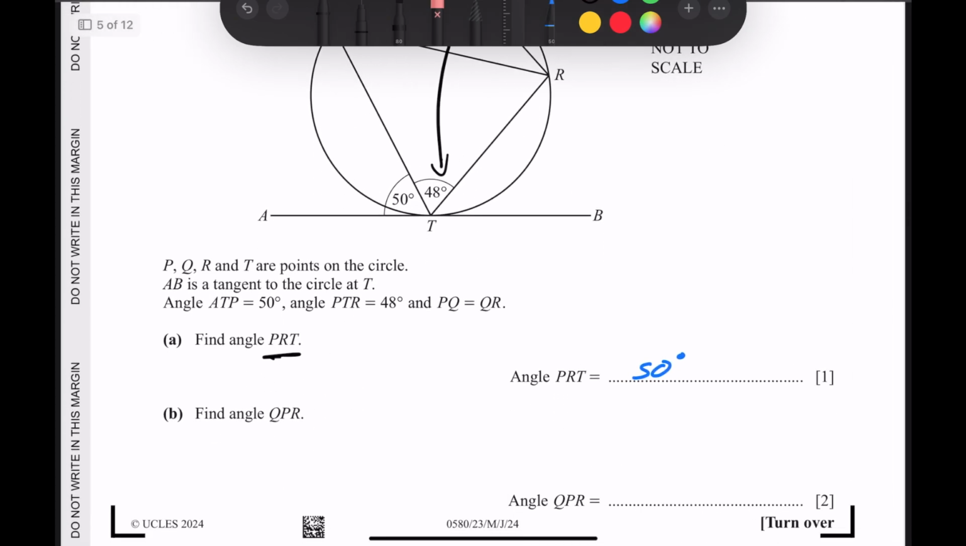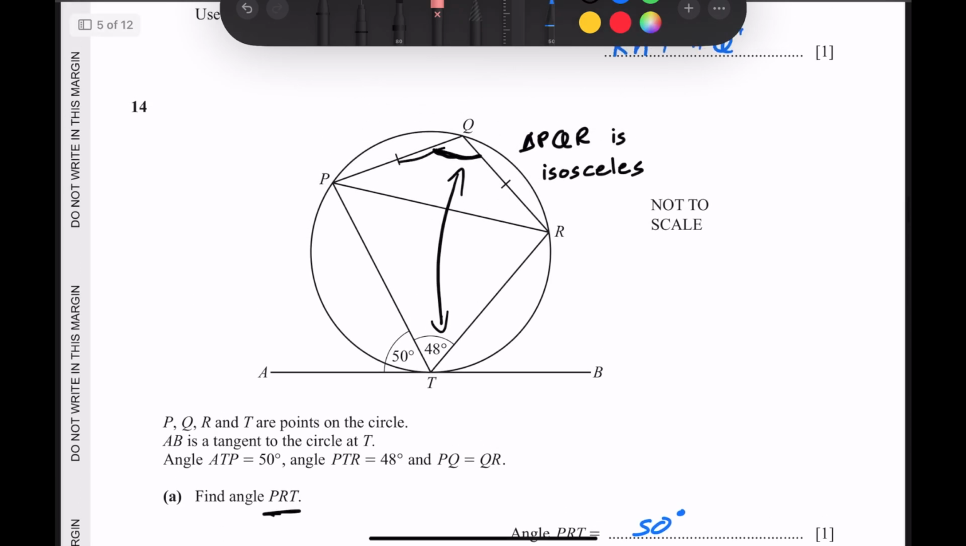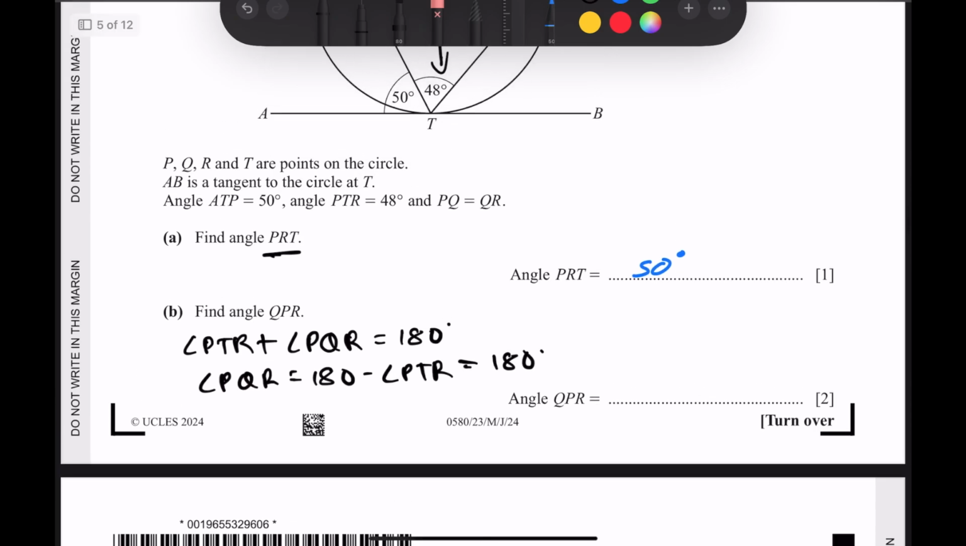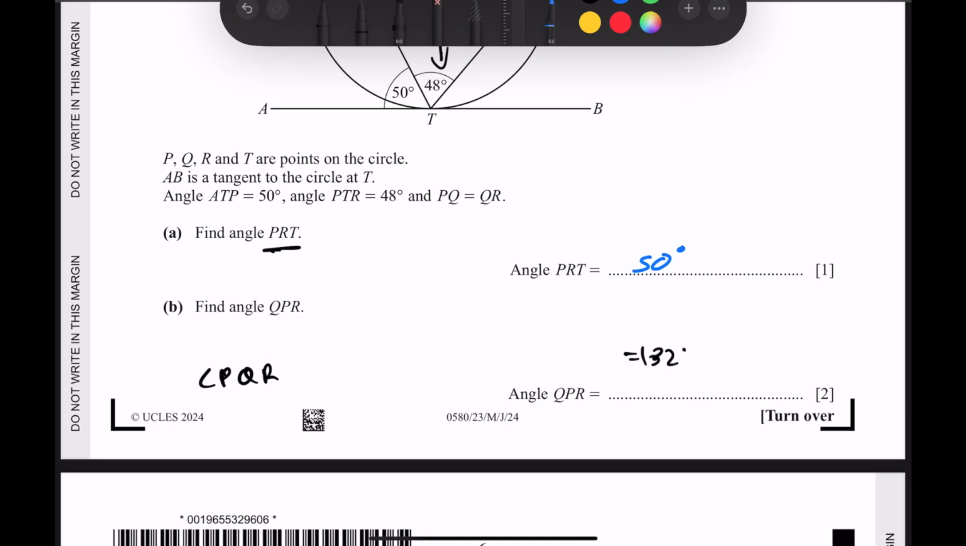So in this case, since we have angle PTR plus angle PQR, which is this angle, is equal to 180 degrees. Angle PQR is equal to 180 degrees minus the angle PTR, which is equal to 180 degrees minus 48 degrees, which is equal to 132 degrees. I'll just write this on the top here so I can make use of the space below again. Angle PQR is equal to 132 degrees.